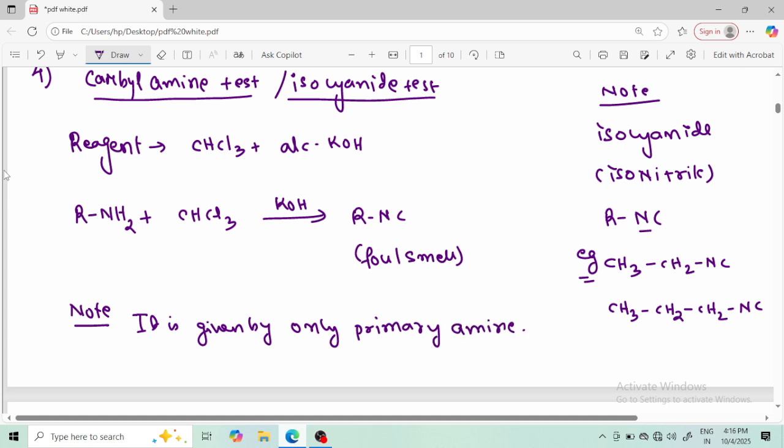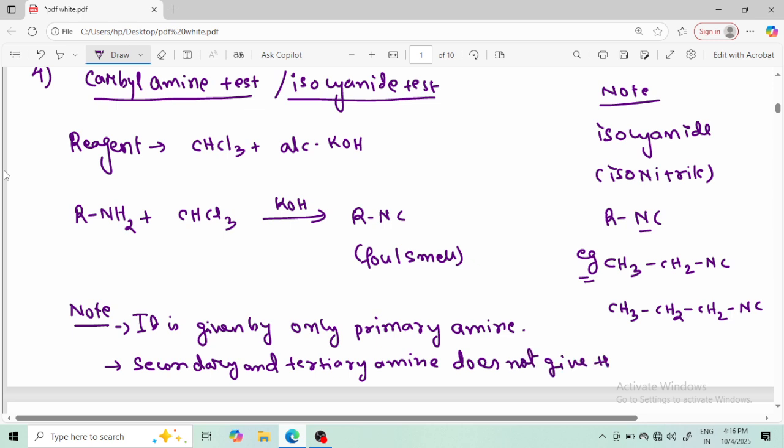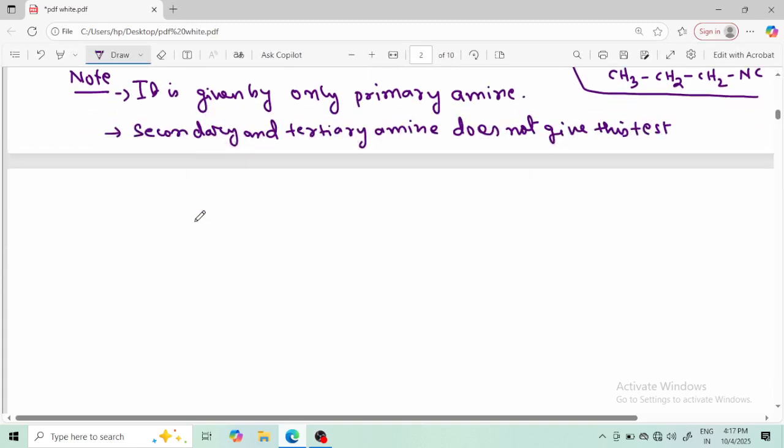only primary amines. Secondary and tertiary amines do not give this test. So only primary amines. Okay, let's do some questions related to this one. Suppose I am giving you CH3CH2NH2, and let's say it's reacting with CHCl3 and KOH.